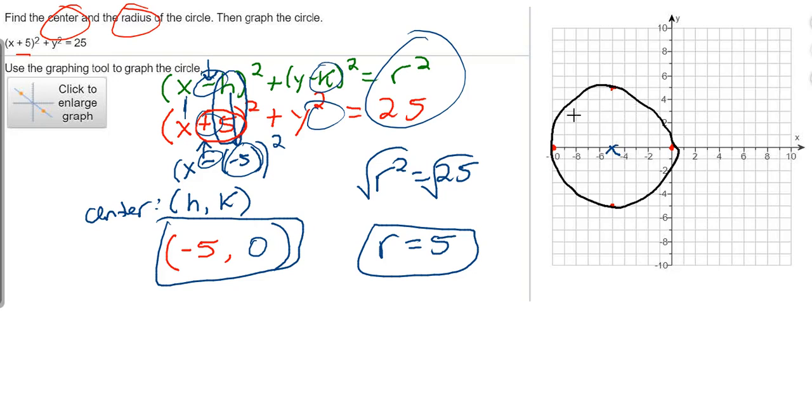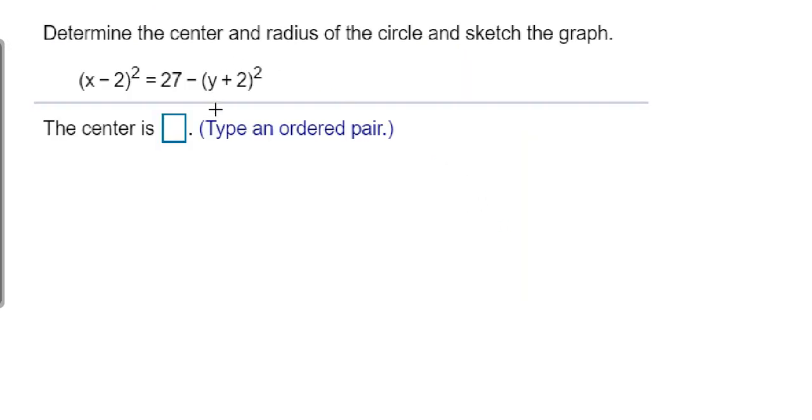Connect these 4 points as a circle, and that's what your graph should look like. All right, let's take a look at another example here. So this one is a little bit scrambled up.